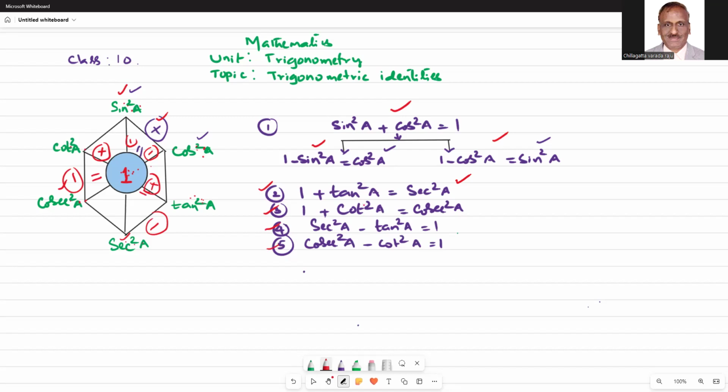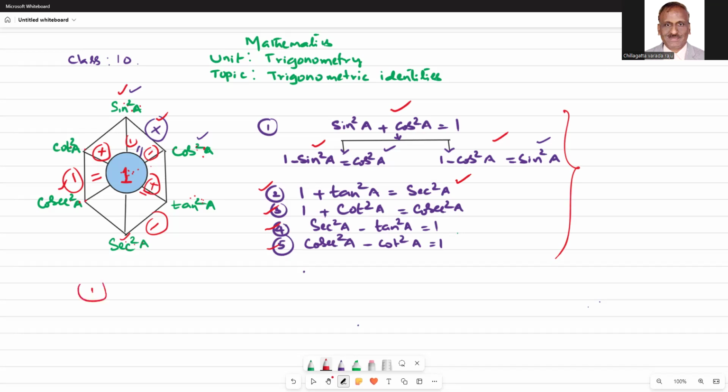So there is no need to learn any formulas related to identities by heart. Just with the help of the diagram, you can remember all these 5 trigonometric identities. Let us see how these identities are useful in solving problems connected to trigonometry. Let me take the first question.